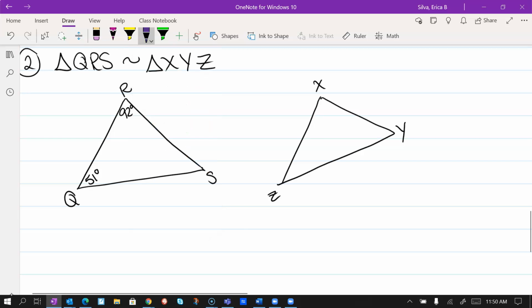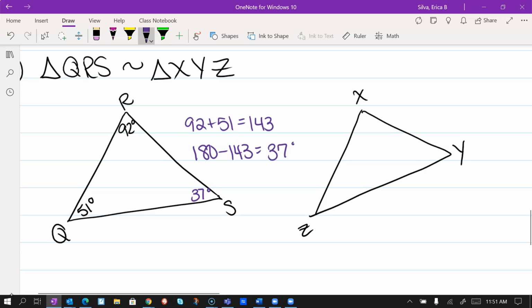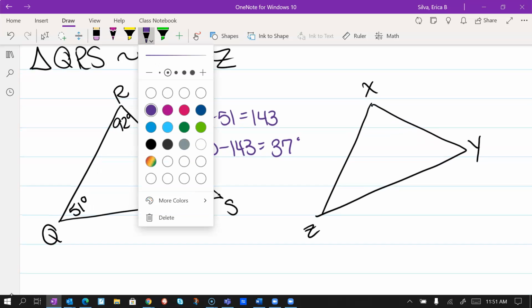All right, let's first figure out angle S. What is the measurement of angle S, or how can we find it? Right, we can add the two angles, so 92 plus 51, that gives us 143. And then what do we do? Perfect, subtract it from 180, and we get 37 degrees. So that gives us angle S. And now from here, it's all just about matching.